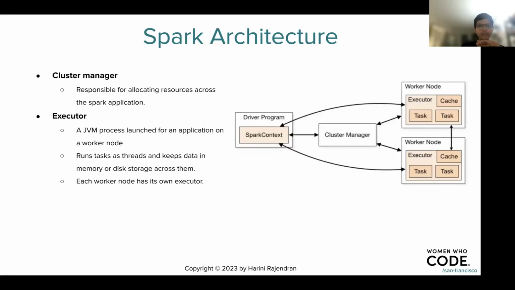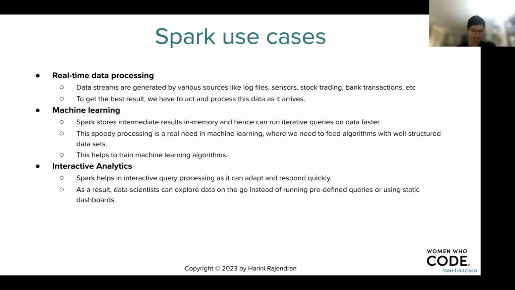And coming to the use cases, what are some of the use cases where Spark is generally used? As I mentioned, Spark is used for real-time data processing. Real-time data streams could be generated by various systems, like when you're running some programs and a lot of microservices, all those systems usually spew a lot of logs.